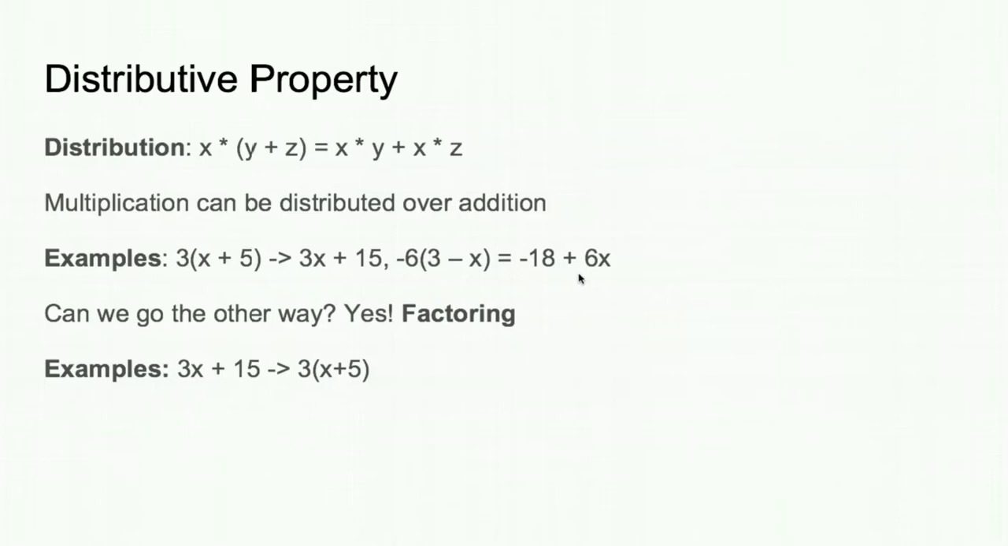Now, can we go the other way from distributing? And the answer is yes. We call that factoring. So for example, if I start with the expression 3x plus 15, then I can rewrite that as 3 times x plus 5 using the other direction of the distributive property, also known as factoring. I factor the 3 out of this expression to become 3 times quantity x plus 5.